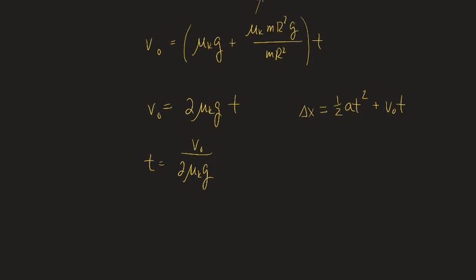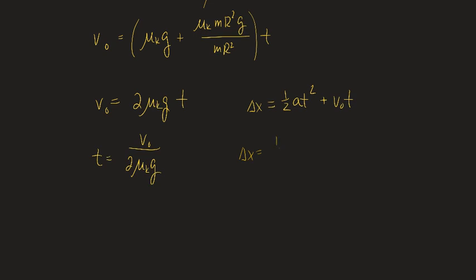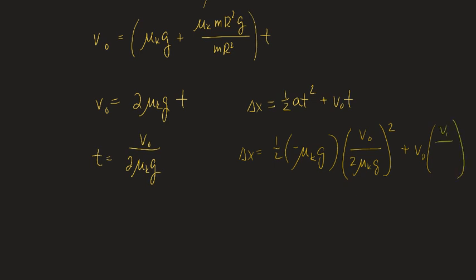So, ready to go? Delta x equals 1/2 a. A was the acceleration, negative mu k g. No, there's no m in it. Just g. t squared. Eesh. V naught over 2 mu k g quantity squared, plus, eek, V naught times t. This is a mess. V naught over 2 mu k g. It's icky, isn't it? It's all going to make sense. One would hope.